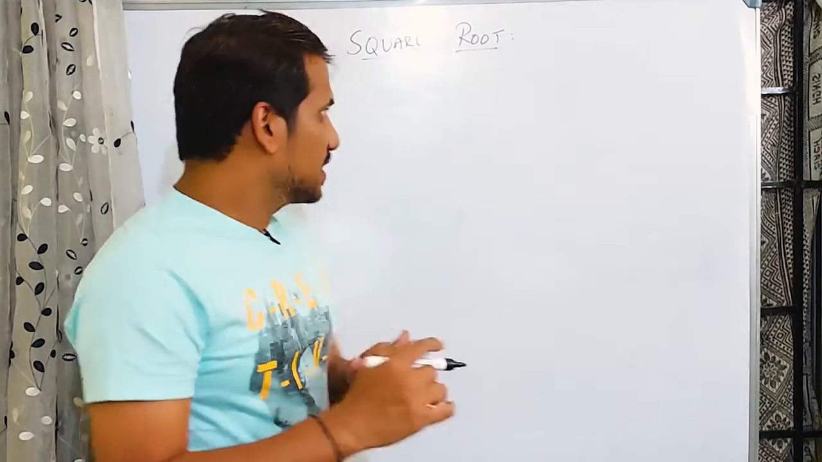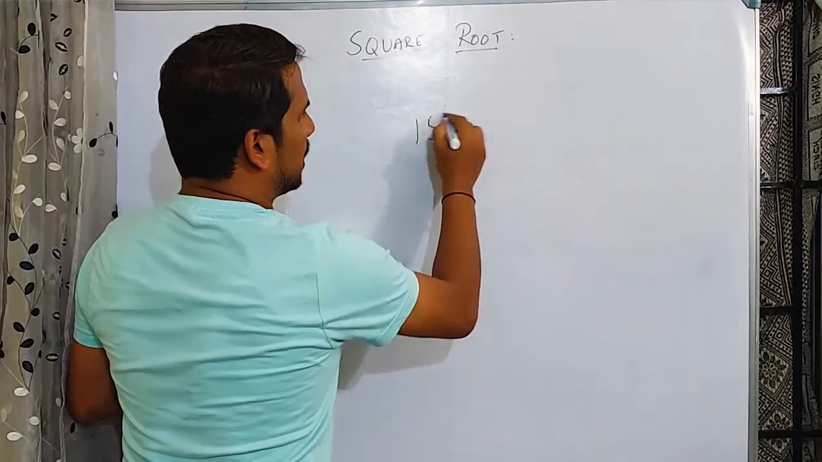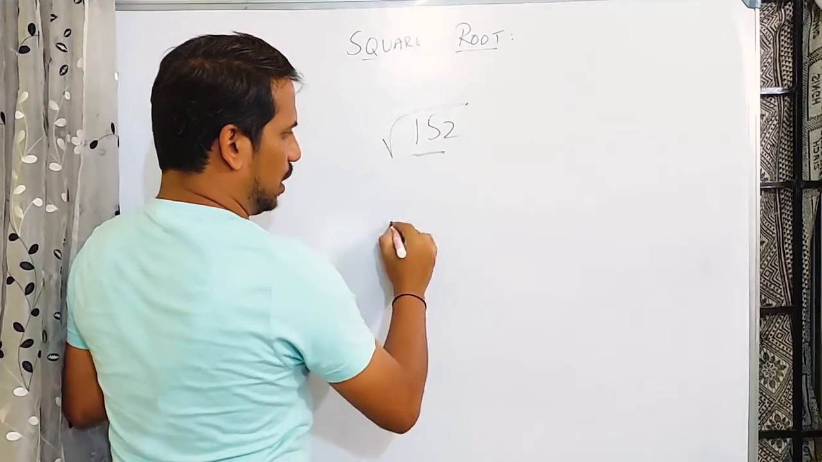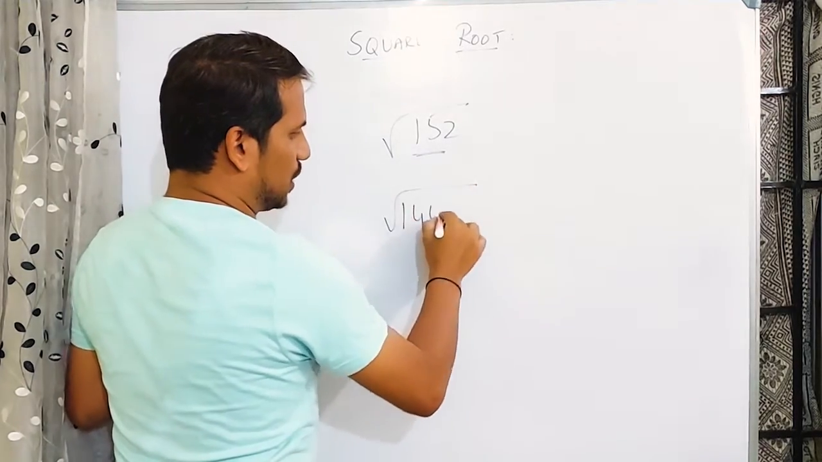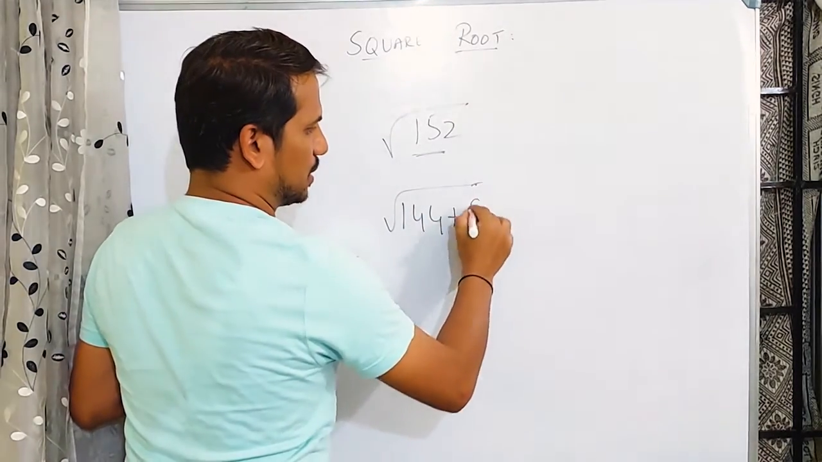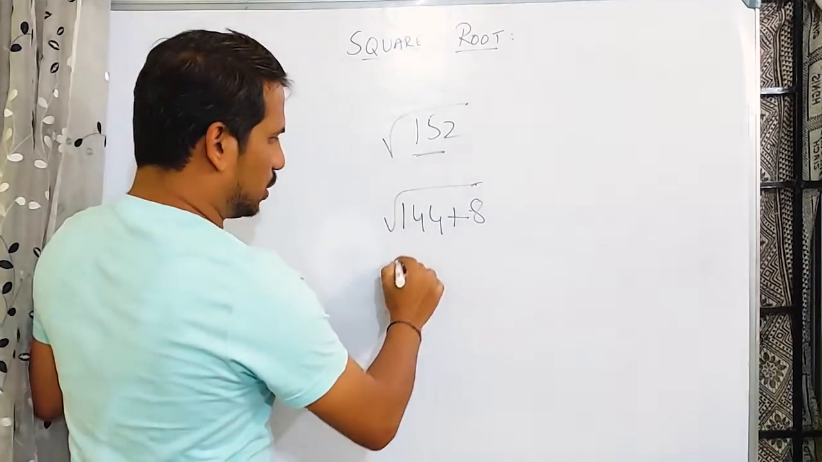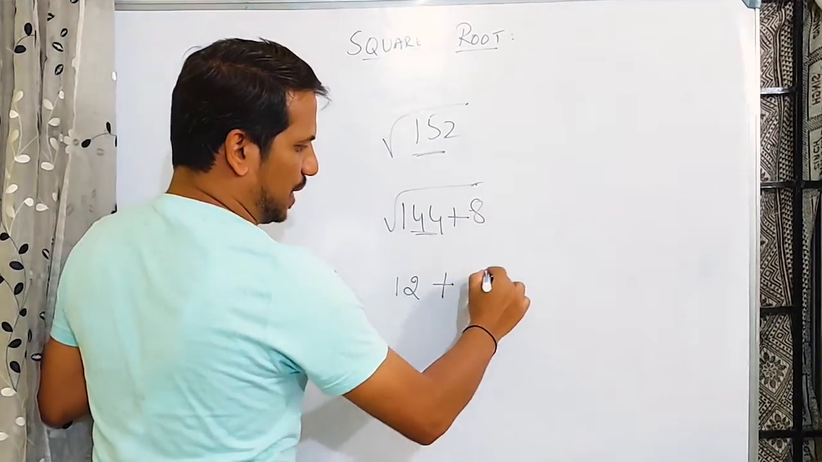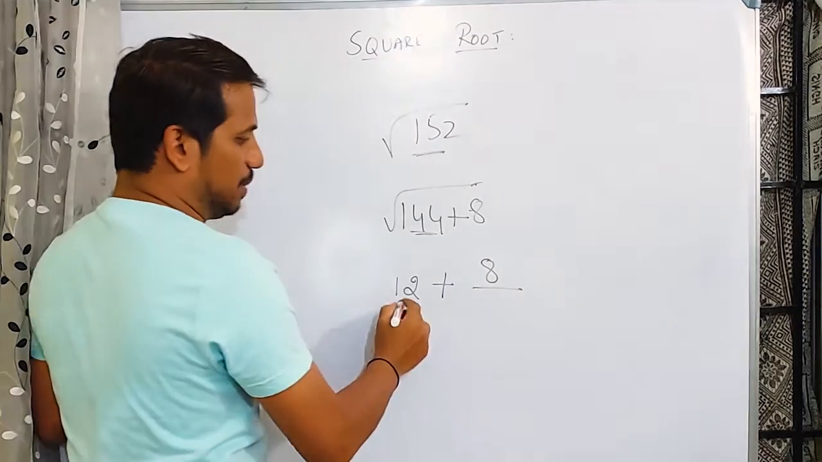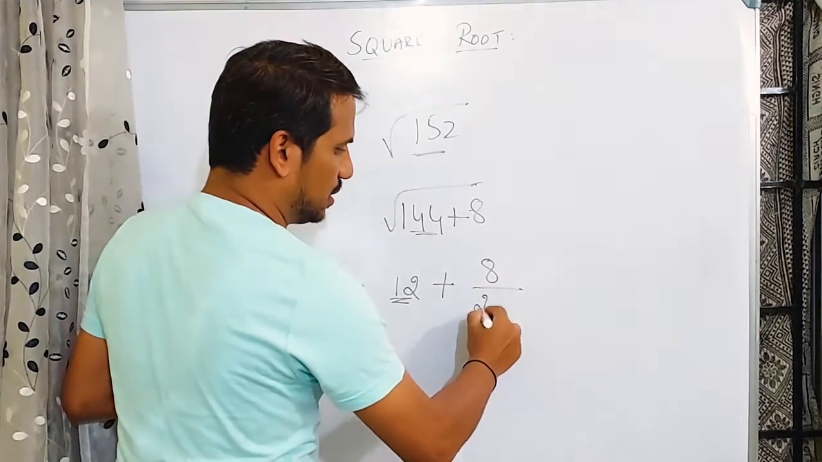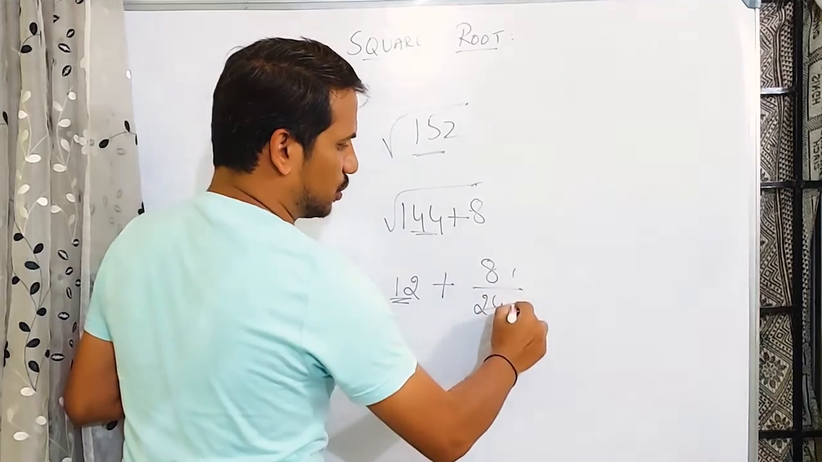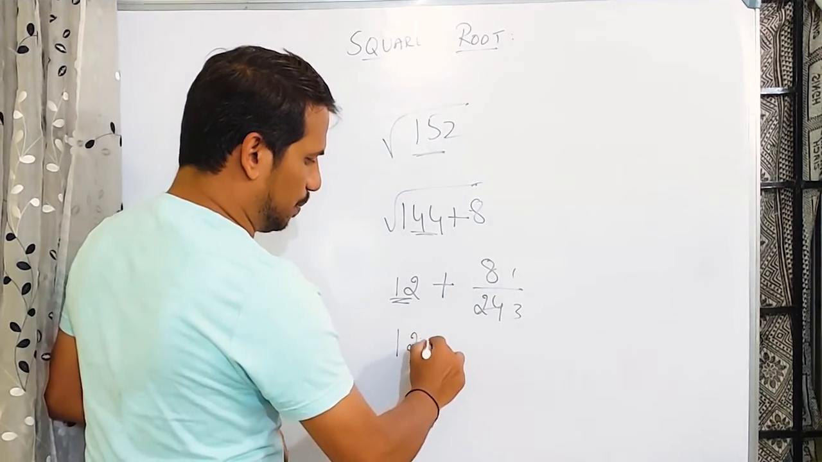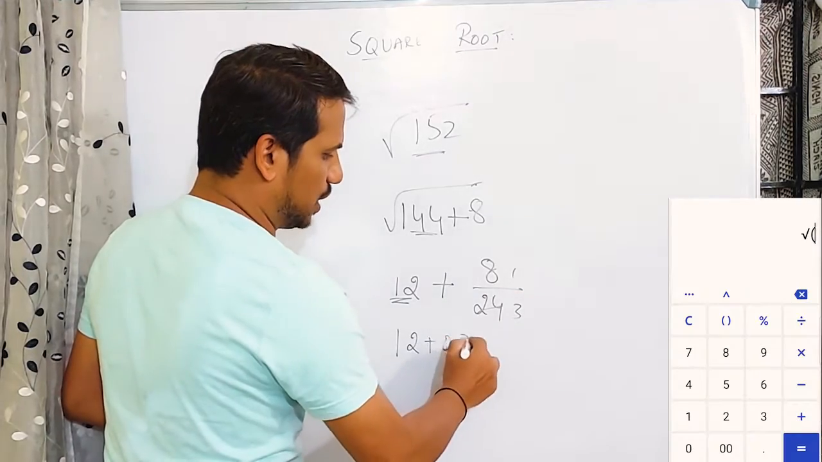So let's take another example, that is 152. Square root of 152 will be, how can we write this down? 144 plus 8, right? So 12, square root of 144 is 12, plus 8 divided by double of 12, that is 24. So this comes out to be 1 by 3. So here it will be 12 plus 1 by 3, which is nothing but 0.33.